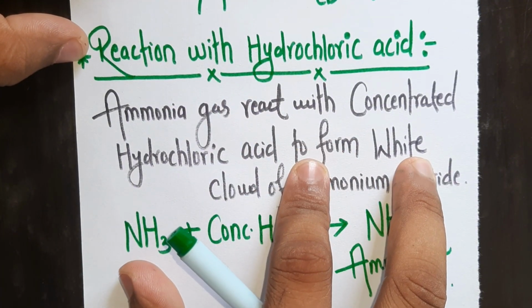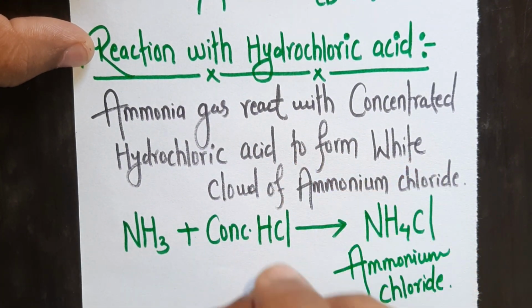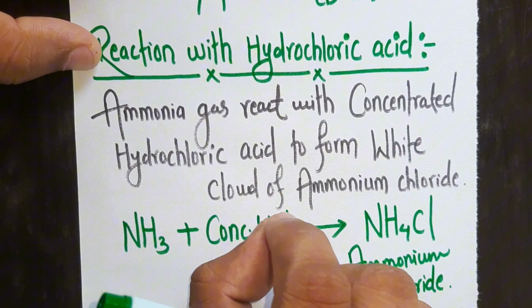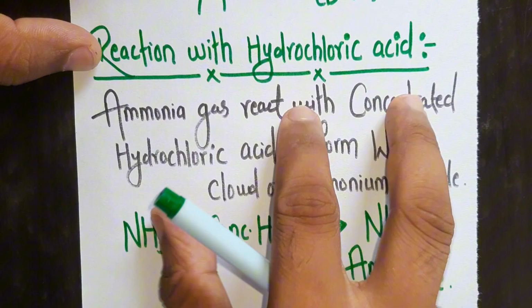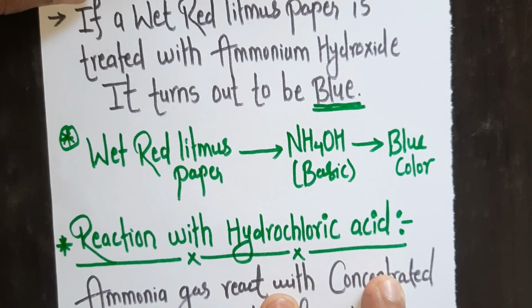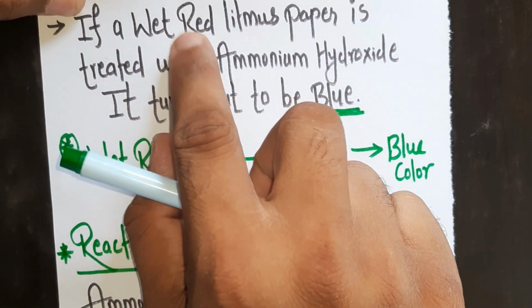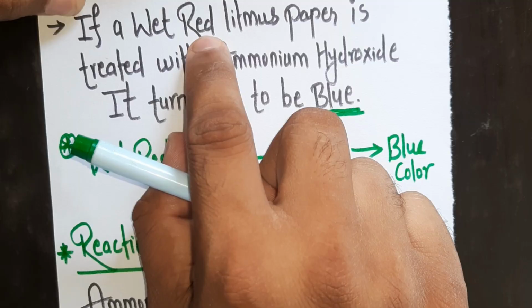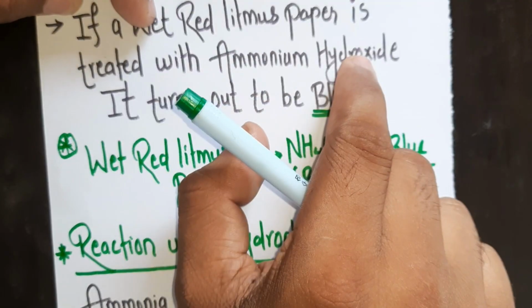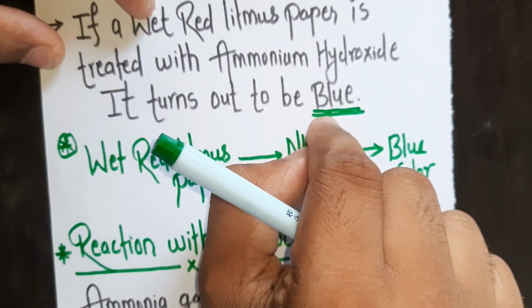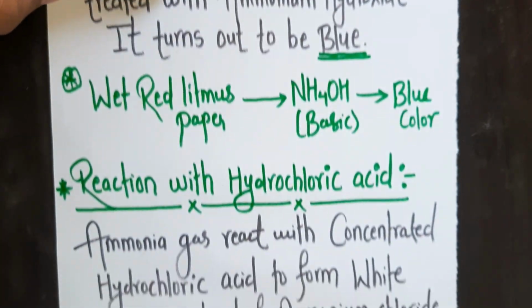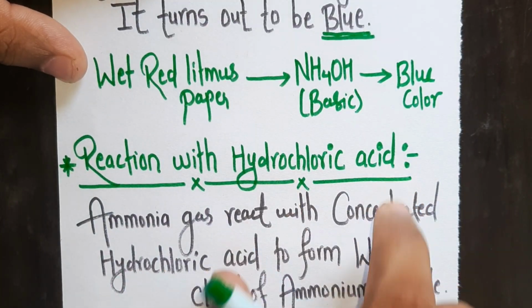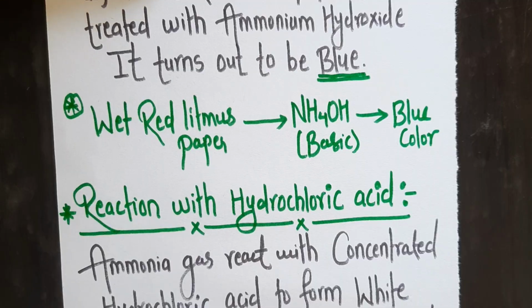One test method was the litmus paper test. And in the case of the litmus paper, can you recall what the point was? Wet red litmus paper is treated with ammonium hydroxide, it turns blue. So one method is the litmus paper test, and another method is the hydrochloric acid test. These were the two methods for testing ammonia gas.